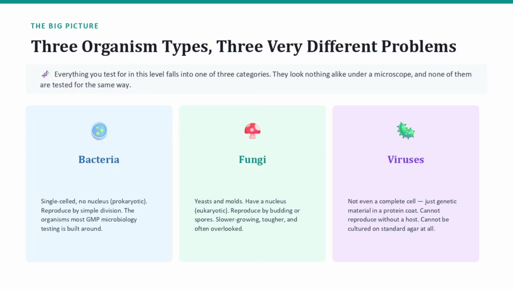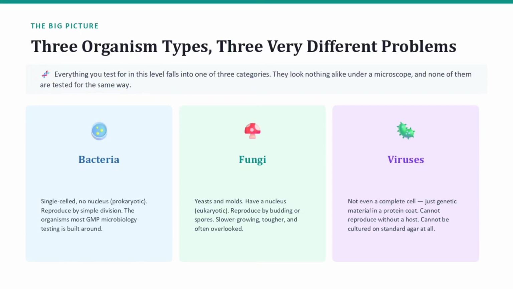Let's start with the big picture. Everything you will test for in this level falls into one of 3 categories. They look nothing alike under a microscope, and none of them are tested for in the same way. Bacteria are single-celled organisms with no nucleus, what we call prokaryotic. They reproduce by simple division, and they are the organisms that most GMP microbiology testing is actually built around.